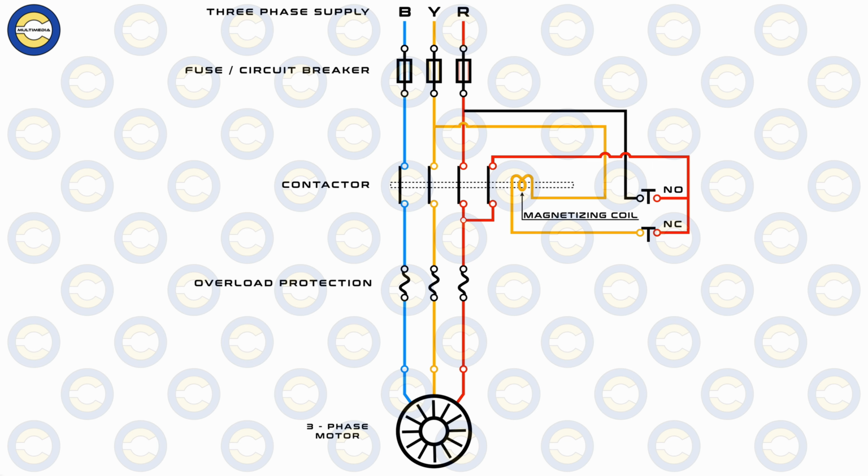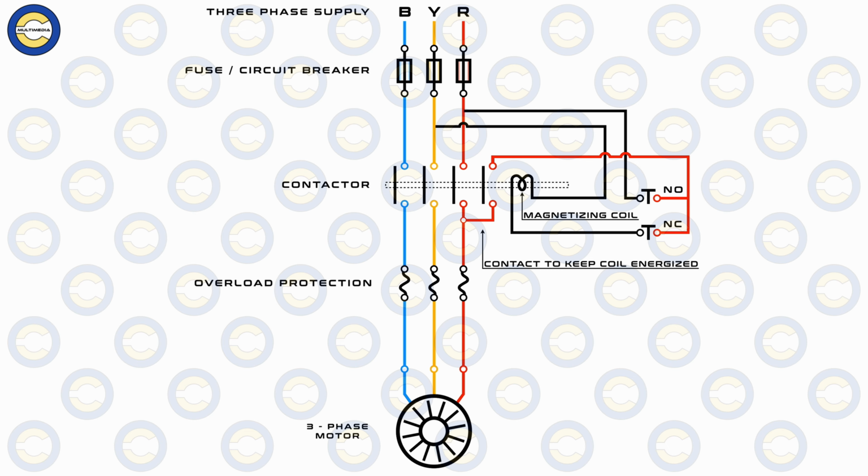At the same time, an auxiliary contact known as the holding contact keeps the coil energized even after the start button is released. If the stop button, which is a normally closed contact, is pressed, it breaks the circuit, de-energizing the coil and disconnecting the motor from the supply.